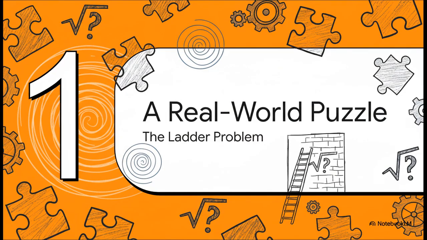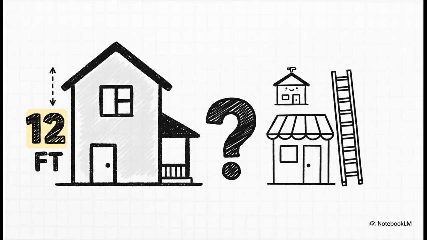Okay, so to really get this, let's start with a puzzle from the real world. A problem that, right now, we can't quite solve, but we will, I promise. Picture this. You've got to reach a window, and it's 12 feet up. So you run to the hardware store, and they've got 16-foot and 24-foot ladders. Which one do you grab?